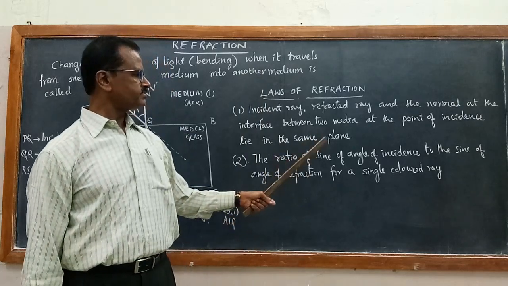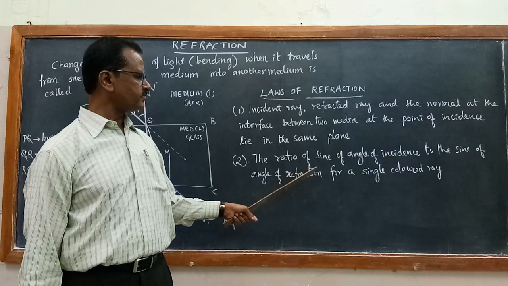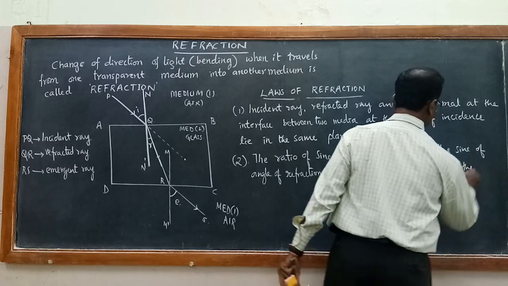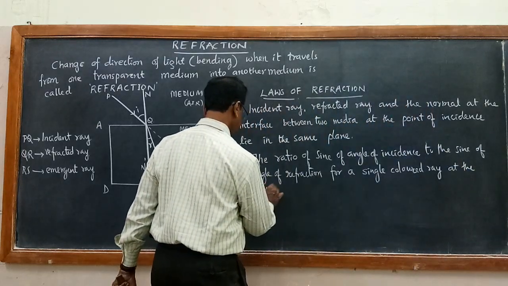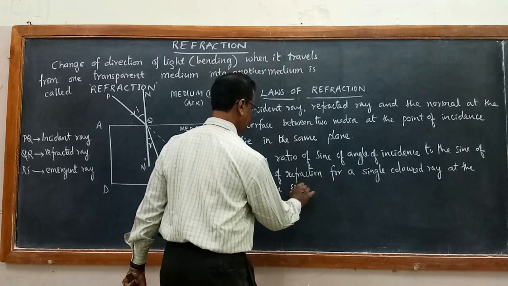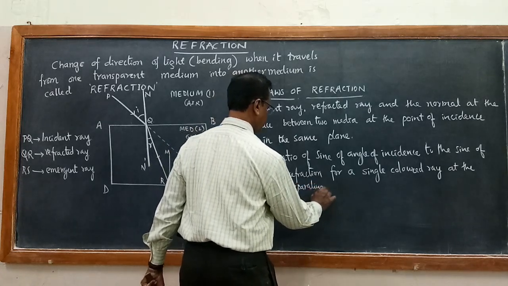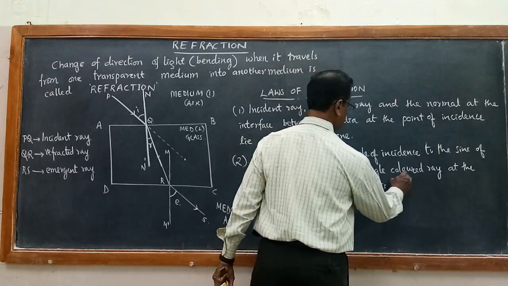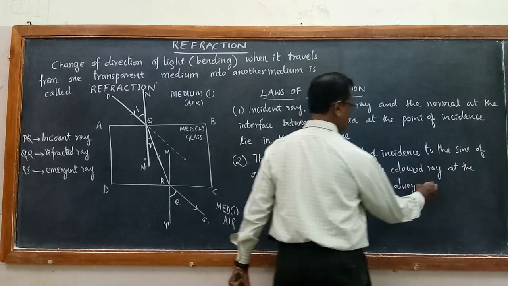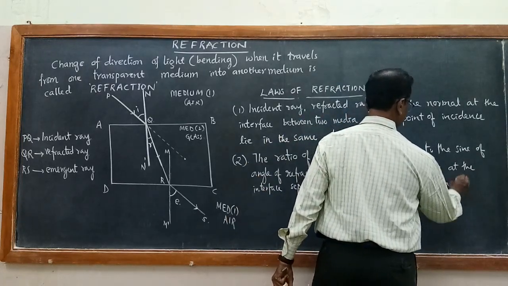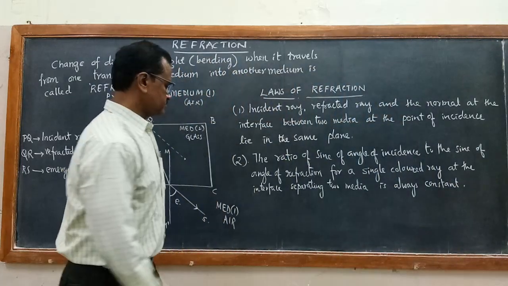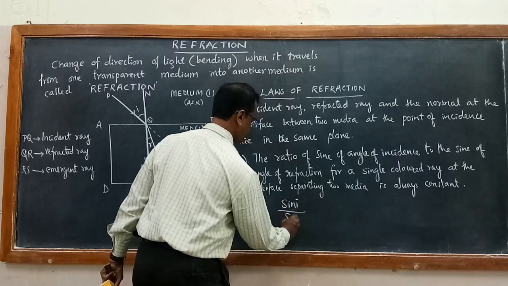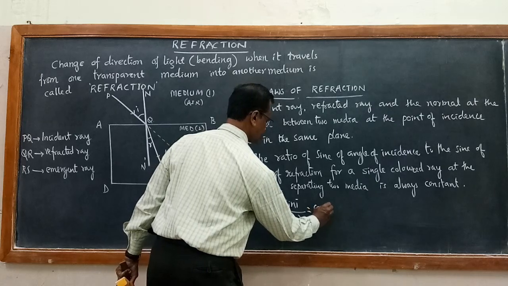So the ratio of sine of angle of incidence to the sine of angle of refraction for a single colored ray at the interface separating two media is always constant. Sin i by sin r is always constant.